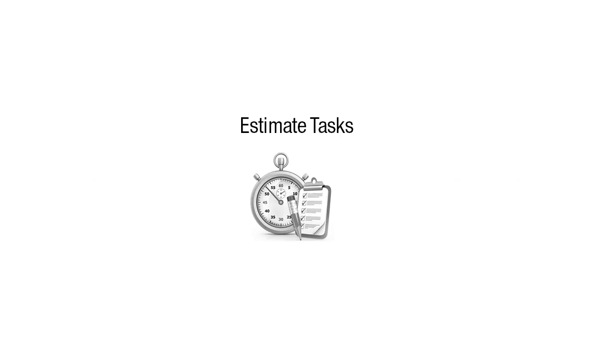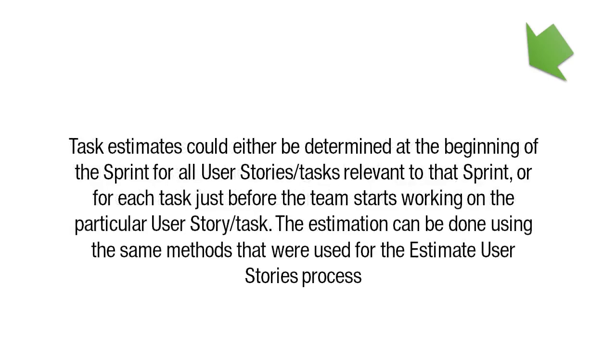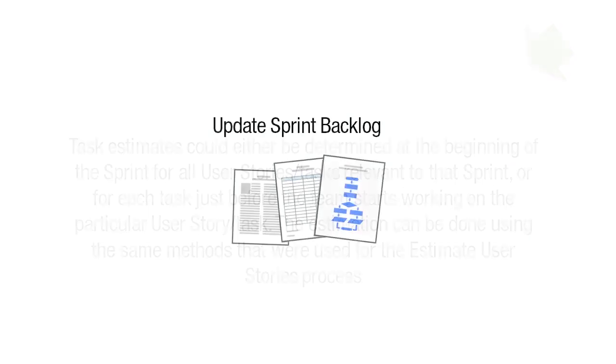The next process is estimate tasks. This is an optional process which involves creating task estimates if the Scrum team sees value in doing so. In this process, the Scrum team estimates the effort required to accomplish each task in the task list. Task estimates could either be determined at the beginning of a sprint for all user stories and tasks relevant to that sprint, or for each task just before the team starts working on the particular user story or task. The estimation can be done using the same methods that were used for the estimate user stories process. The last process in this phase is update sprint backlog.